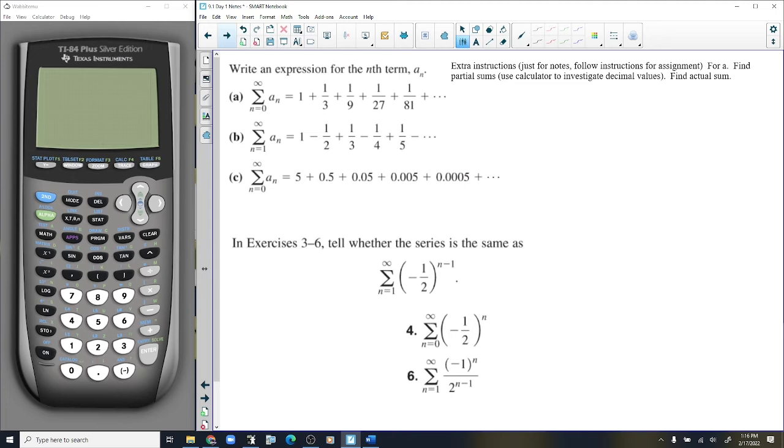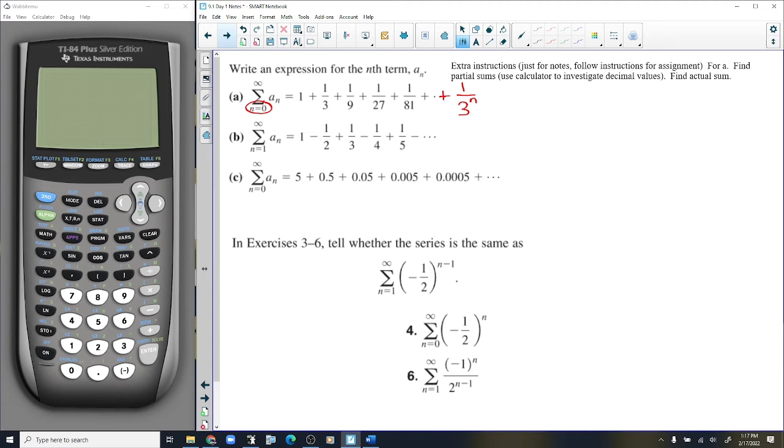Some of the other things that you're going to see maybe in your homework, I grabbed this example here. Write an expression for the nth term. So we're kind of going back to just what is the nth term of these. If we have 1, 1/3, 1/9, 1/27, 1 over 81, the nth term would be 1 over 3 to the n. Because it says we're starting with 0. So 3 to the 0, 3 to the first, 3 squared, 3 to the third, 3 to the fourth, and so on. So that's the kind of stuff that we're looking for here.